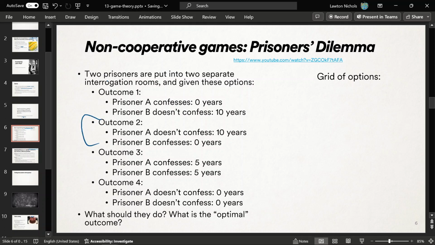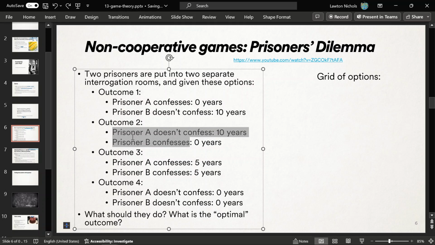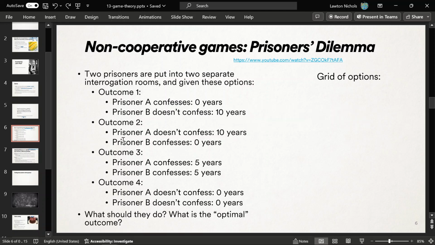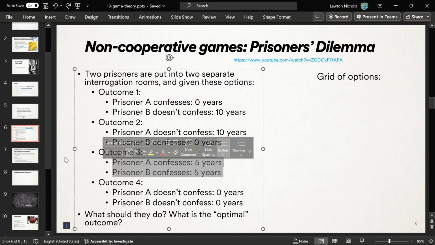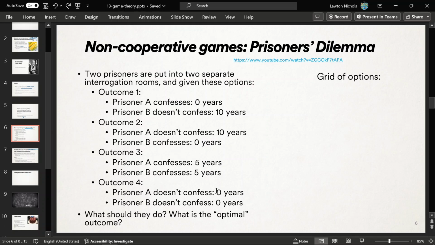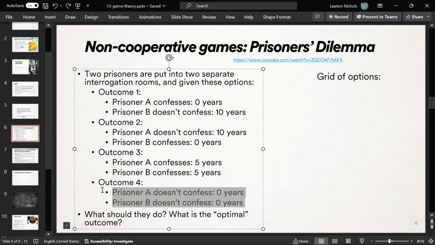And outcome two: if prisoner A doesn't confess but prisoner B does, it's the flip-flop of that. Then prisoner B is walking away free, and prisoner A is getting sent to prison for 10 years. And then here are your other two outcomes. If you both confess, you're both going to get 5 years. But the fourth outcome, if neither of you confess, you can both walk away because, I don't know, maybe all of the evidence they have is circumstantial.